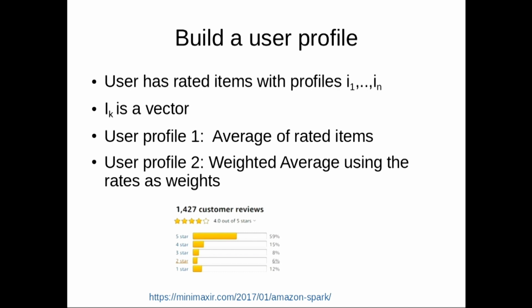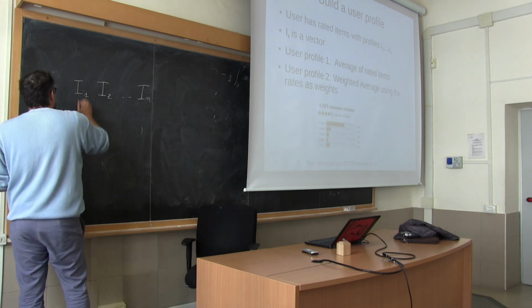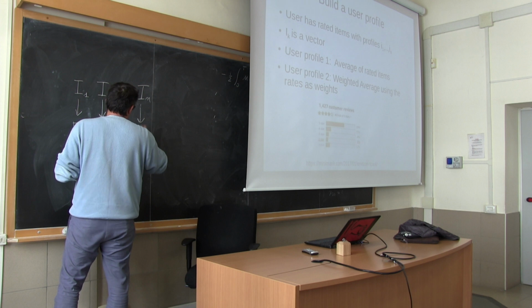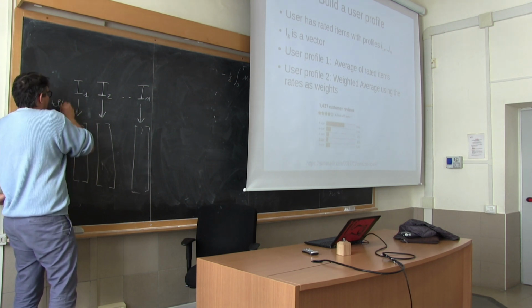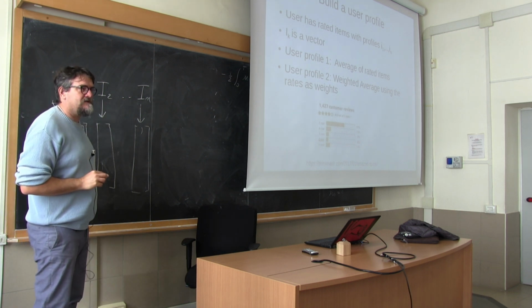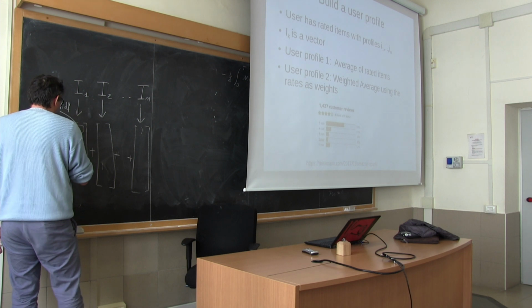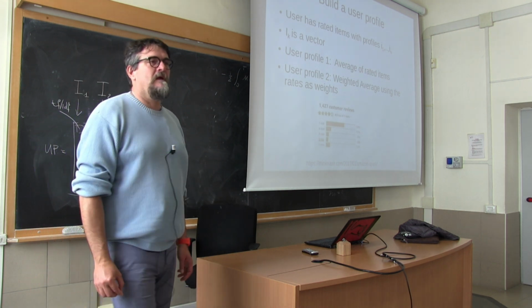Possible approach A, user profile 1. The most simple one is I make the average. So basically, what I do here, I have all the items of the user. Those are vectors, with, in this particular case, the TF-IDF value for each of the terms. And so what I do, the most simple stuff, to build the user profile: the user profile is equal to the average. So I divide by n. Okay, this is the most simple way.